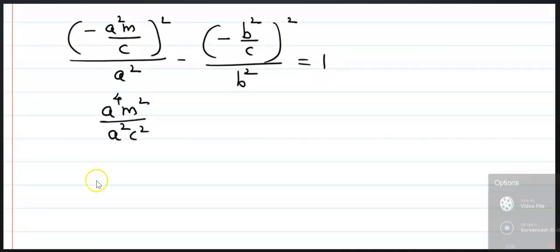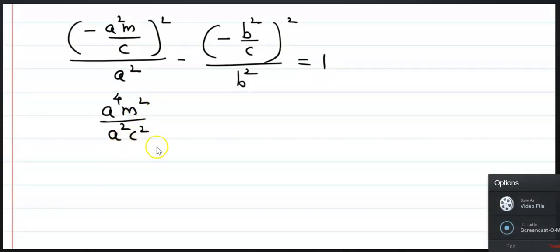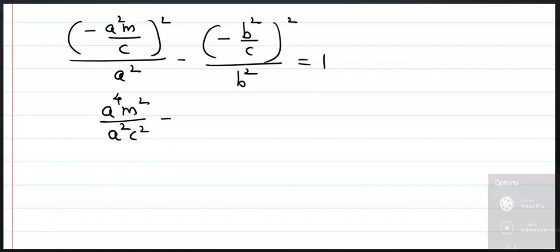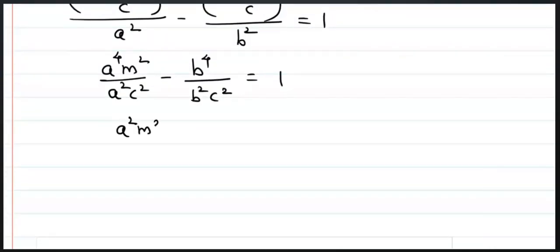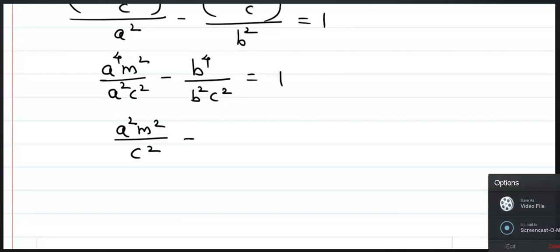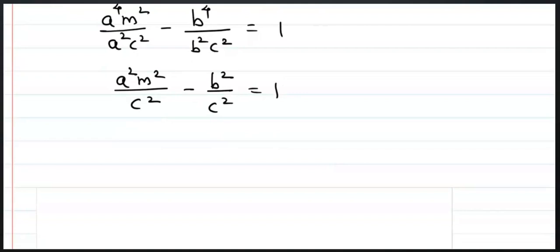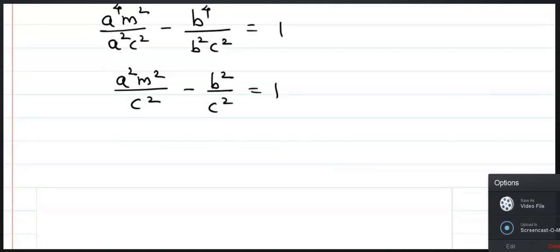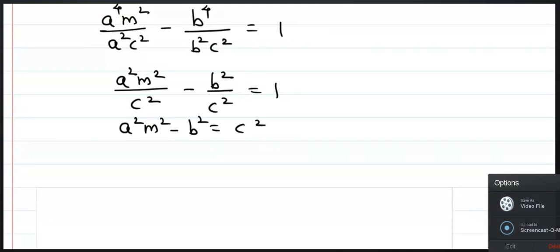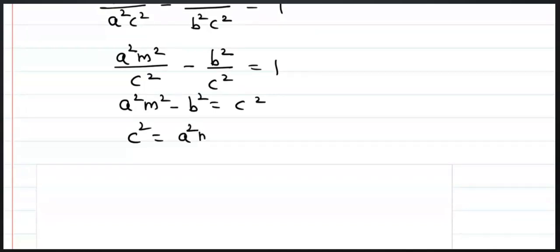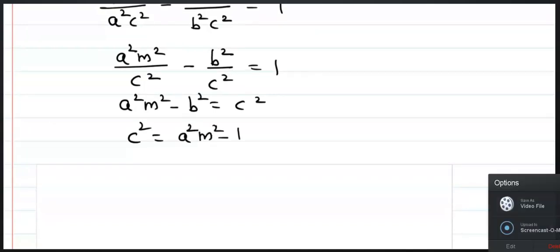that is, a raised to 4 m square upon a square c square minus b raised to 4 upon b square c square is equal to 1, so a square m square upon c square minus b square upon c square is equal to 1, a square m square minus b square is equal to c square. That is, c square is equal to a square m square minus b square.